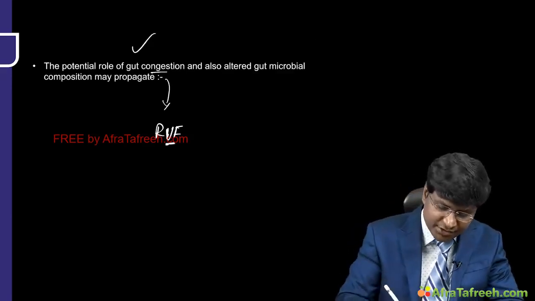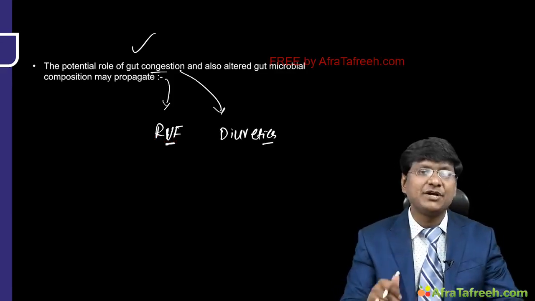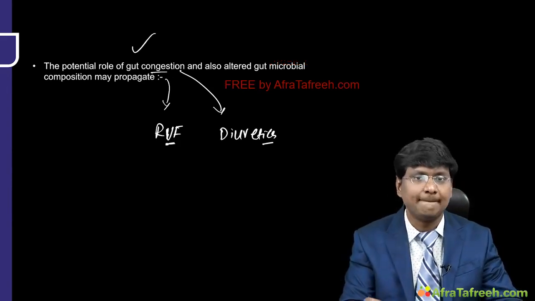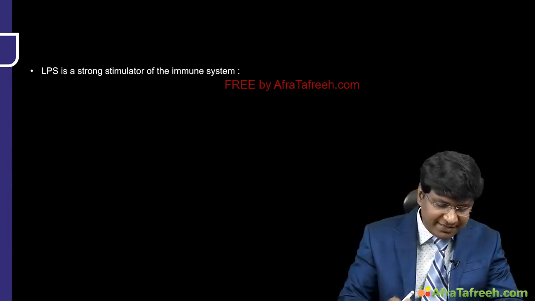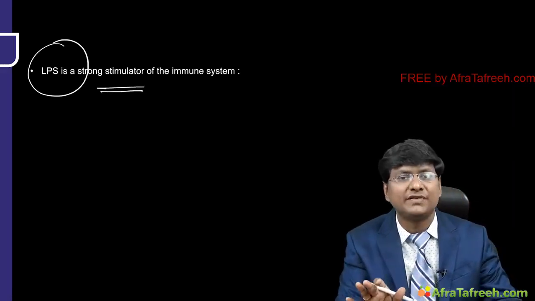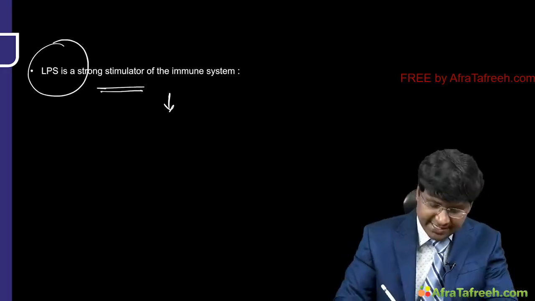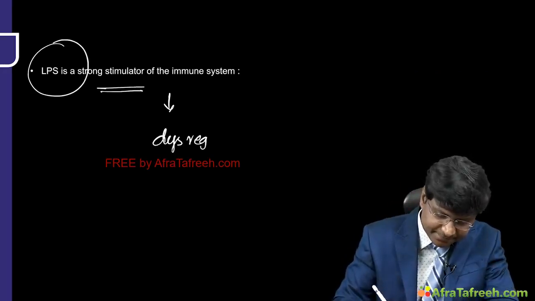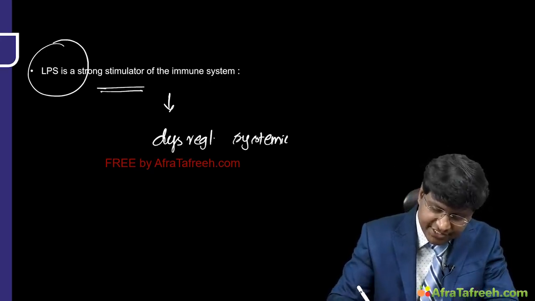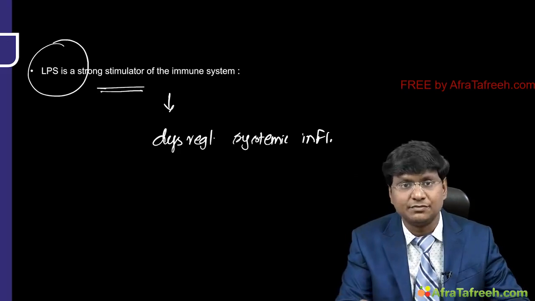So for the congestion, what is the treatment that you need to give? Diuretics. Okay, and these patients, because of the congestion, present with diarrhea, and they also present with vomiting as well, right? But the problem with lipopolysaccharide is that it is a strong stimulator of the immune system. Because it is a strong stimulator of the immune system, that will lead to dysregulated systemic inflammation, right? Dysregulated systemic inflammation via macrophage activation, right?